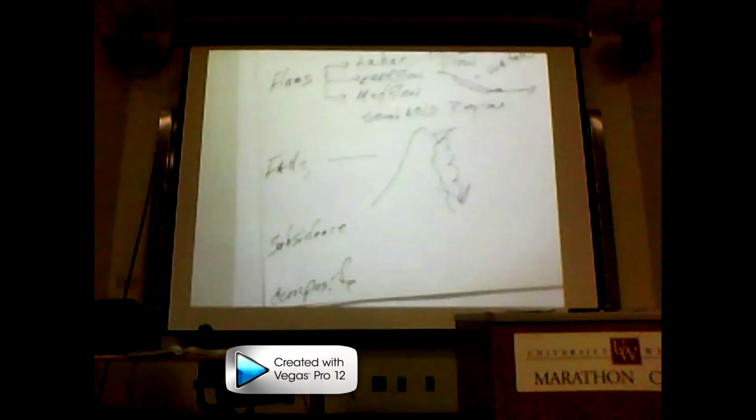Okay, a fall, that's pretty obvious what a fall is. You have a rock in it, something like this. It shears off and it just simply tumbles down. The difference between a fall and a slide is a fall has no contact with the inclined slope.